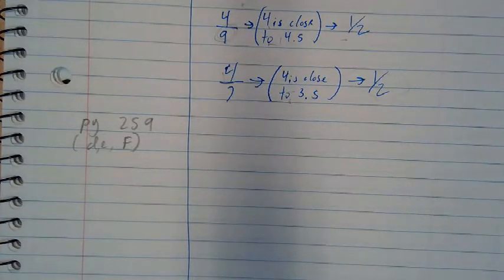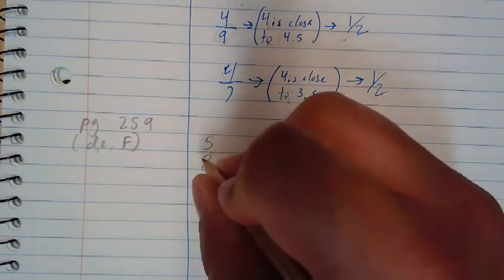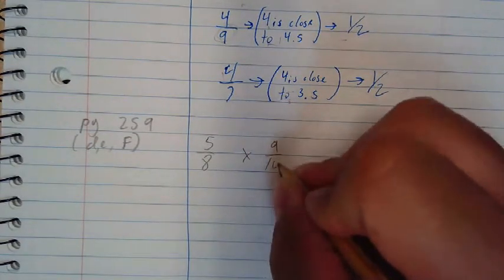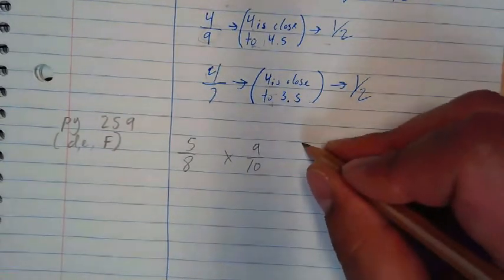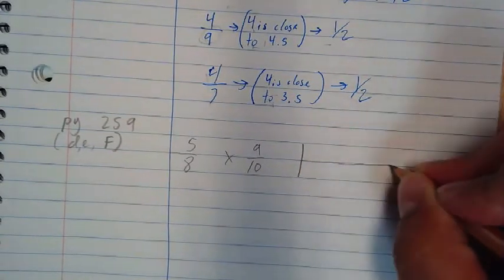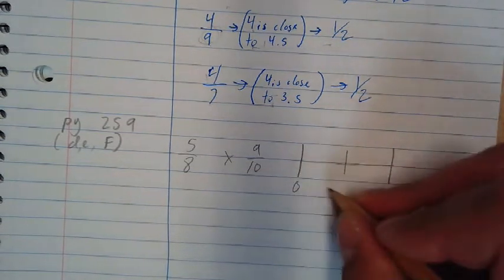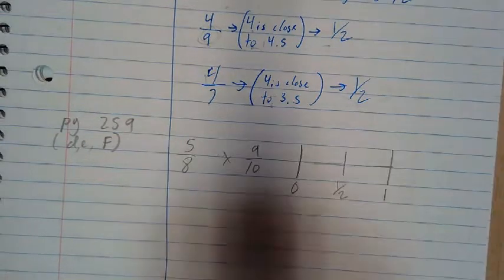And I hope this works. Let's see if this helps you guys figure this out. All right. 5/8 times 9/10. All right. Here's the deal. I'm going to write down what I drew earlier. 0, half, and 1.